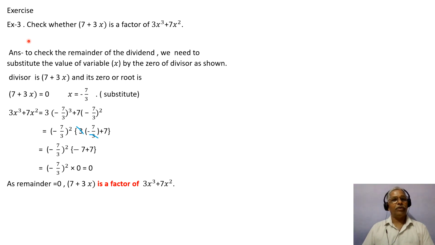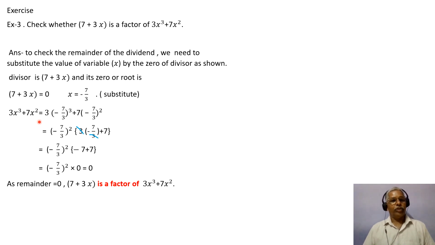Now, third example: check whether 7 plus 3x is a factor of 3x cube plus 7x square. Answer: to check the remainder of the dividend, we need to substitute the value of variable x by the zero of the divisor, as shown. So we will calculate the zero of this, and this is the divisor. So 7 plus 3x equal to 0. This 7 goes here with a minus sign and 3 comes down. So x equal to minus 7 upon 3. That is the zero of this divisor.